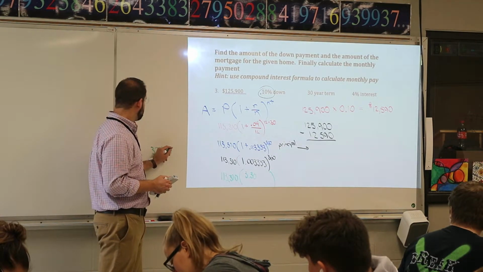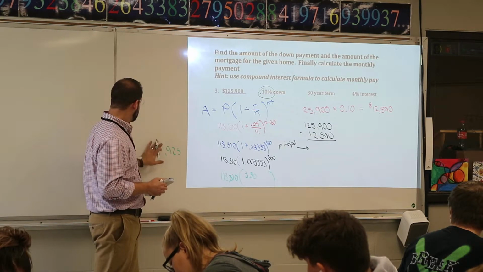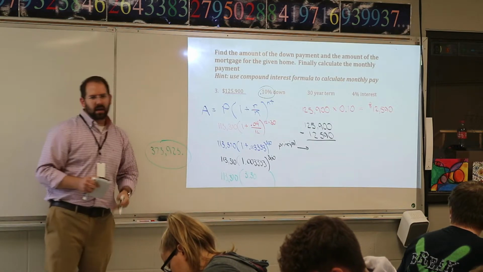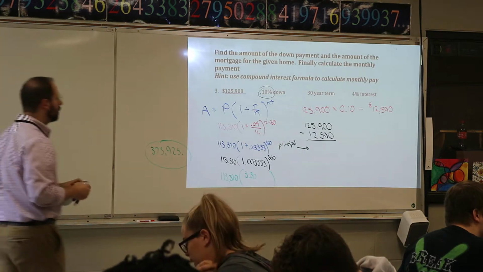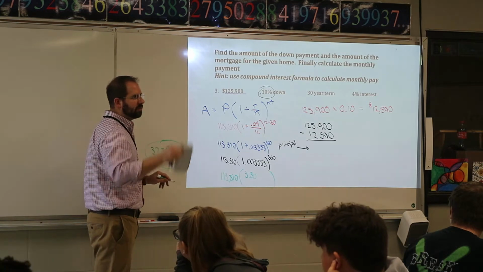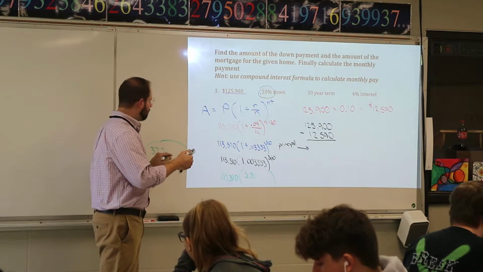373923. That's what I got. Okay, roughly about that-ish, depending on how many decimal places you did. What do you get? I got 375,452.46. That's what I had too. It depends on how many 3s you put. I just typed it all into my calculator and got the same number.